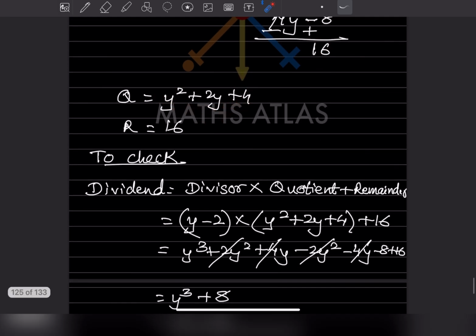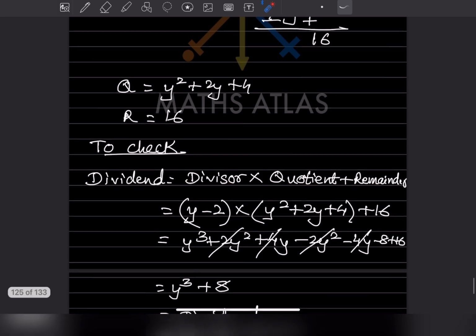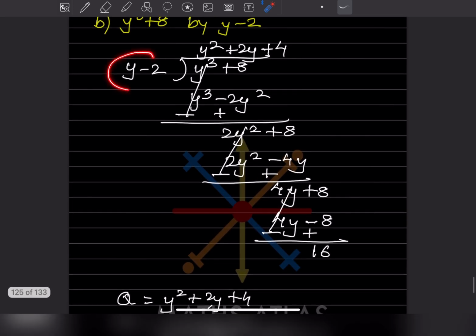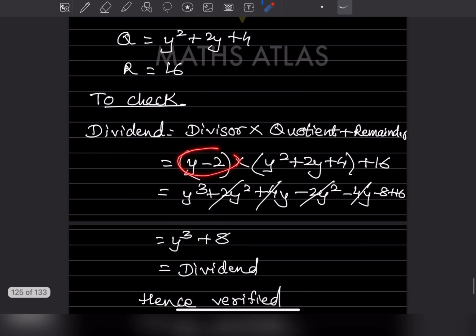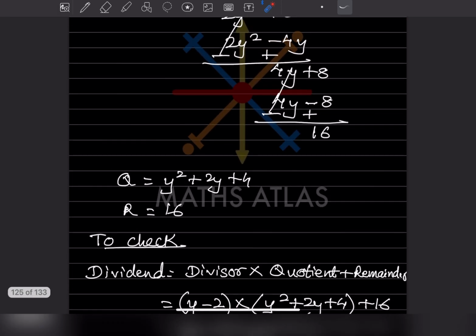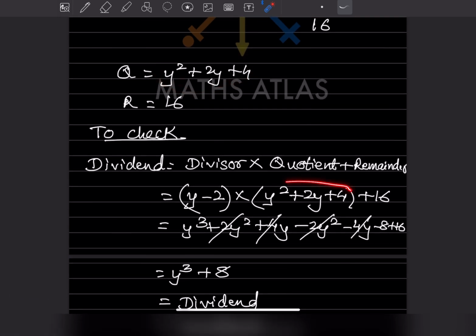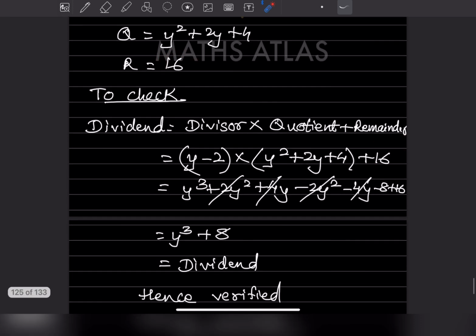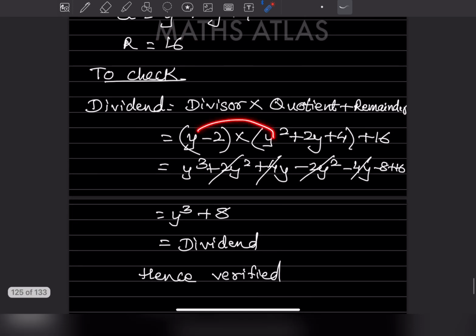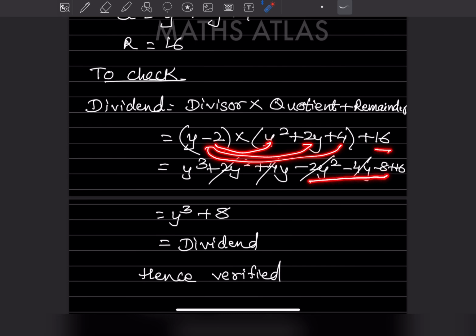So to check, dividend is equal to divisor into quotient plus remainder. So what is the divisor? The divisor is y minus 2. The quotient is already written over here, so we need not scroll. So y square plus 2y plus 4, and the remainder is 16. That is also written here. So now we are going to expand it. See here, this into this, look at the arrows, this into this into this. So that is what is written here. Now what are you going to do? This into this into this and this into this, that is written over here, and this is the remainder.